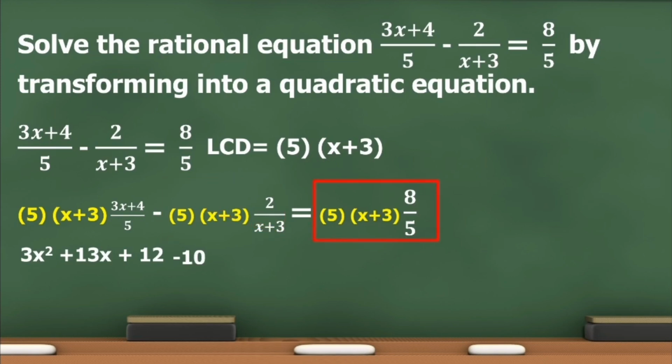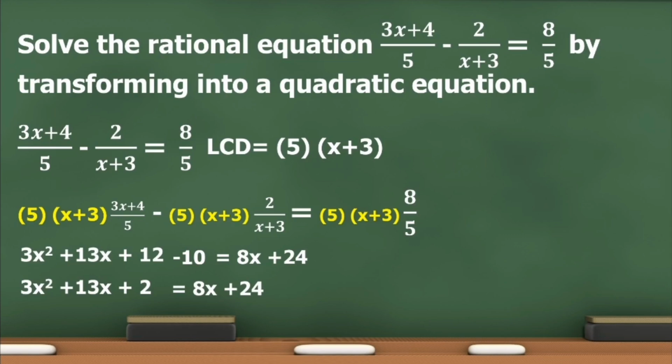Okay, next, cancel uli natin class dito yung 5. So, multiply natin yung x plus 3 and 8 using distributive property. So, magiging 8x plus 24. And then, combine naman natin yung like terms doon sa ating left side. So, parehas tayong meron ditong constant term. So, 12 minus 10 is equal to 2. Kaya magiging 3x squared plus 13x plus 2 is equal to 8x plus 24.